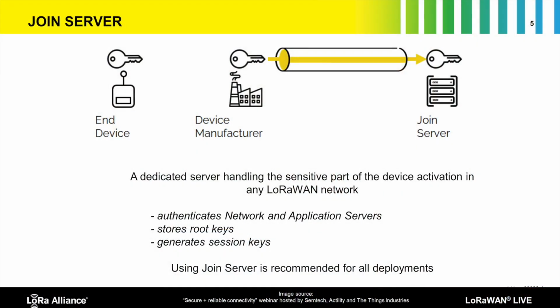In this way, we can ensure that even if we have to move the end device between networks, the new network cannot read the previous traffic, and the old network cannot read the new traffic either. It also authenticates the network components, such that you can say only this particular network can communicate with my end device. In general, it's recommended for all deployments. It is very important for security reasons.